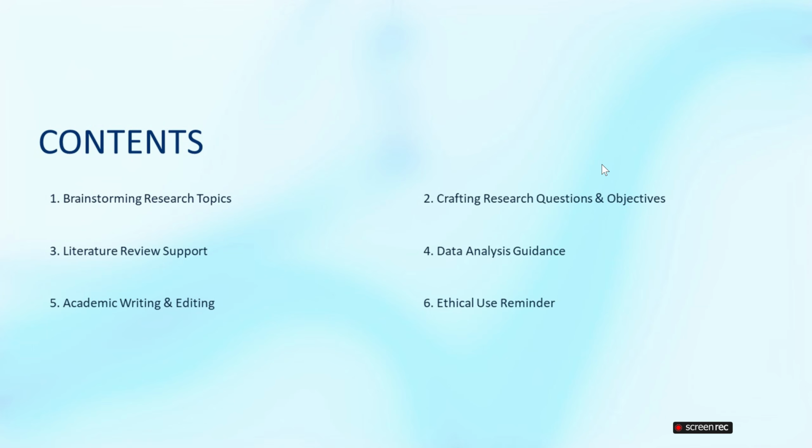So let's get started. I'm going to look at this from different perspectives. Number one, I'll look at the brainstorming aspect, how you brainstorm with ChatGPT. Of course, with ChatGPT, you can establish areas of innovation when it comes to research. Number two, we're going to look at how you craft research questions and objectives with the help of ChatGPT. And then we look at literature review support, data analysis guidance, academic writing and editing, and ethical concerns. That is where we are going to round up this phase. So let's start with the brainstorming aspect.